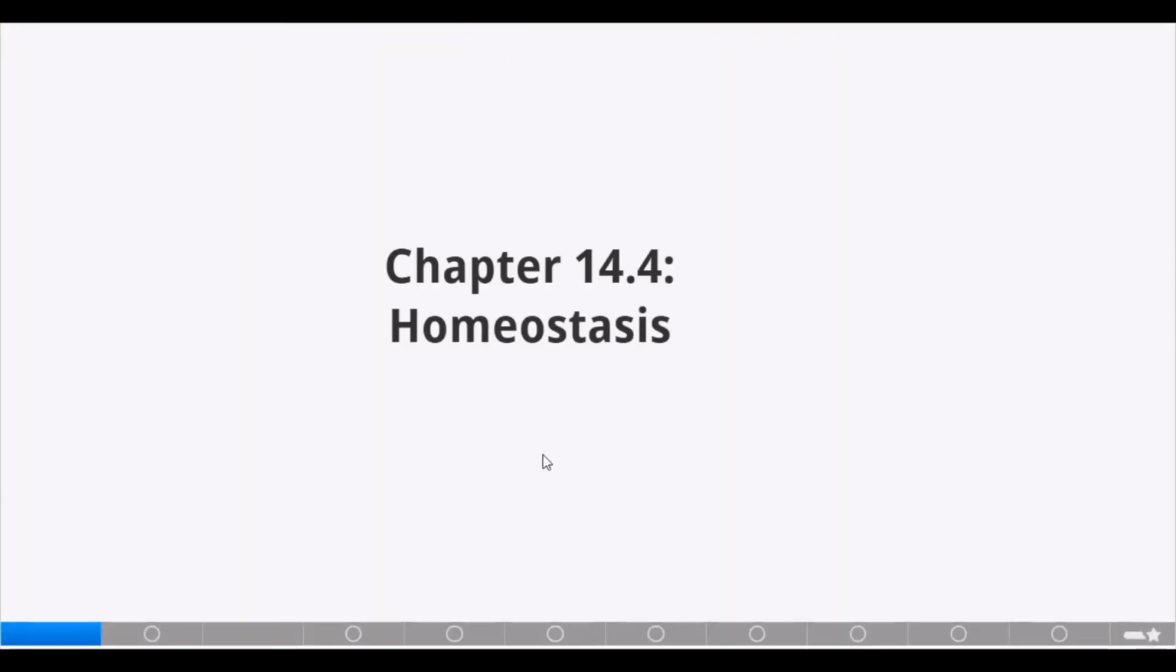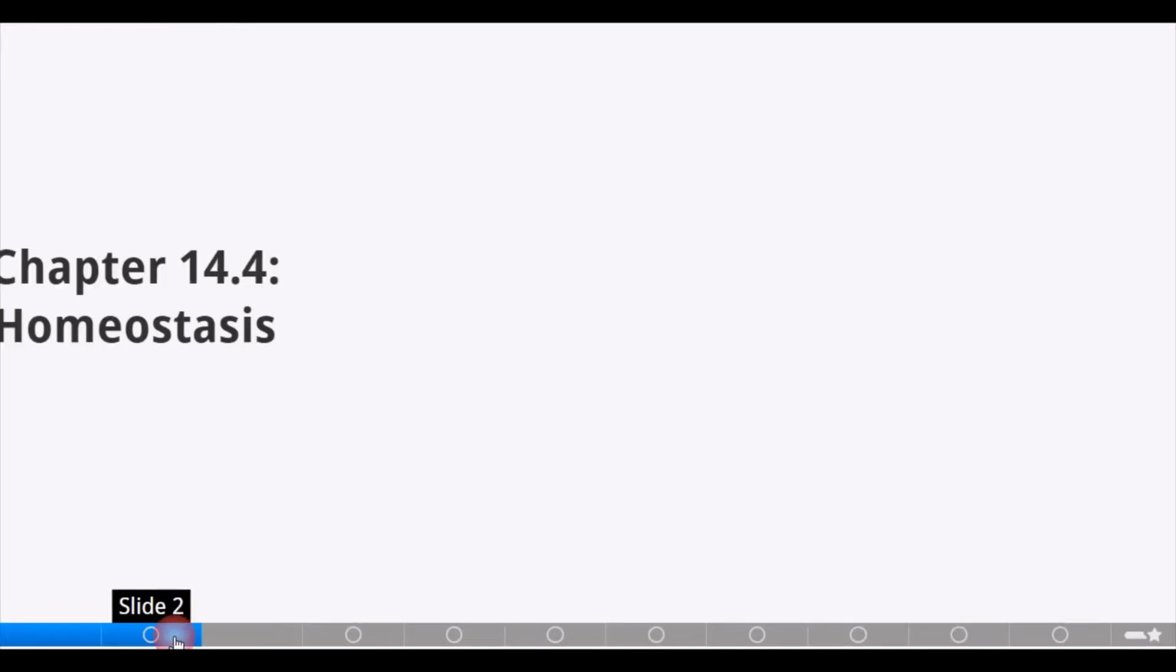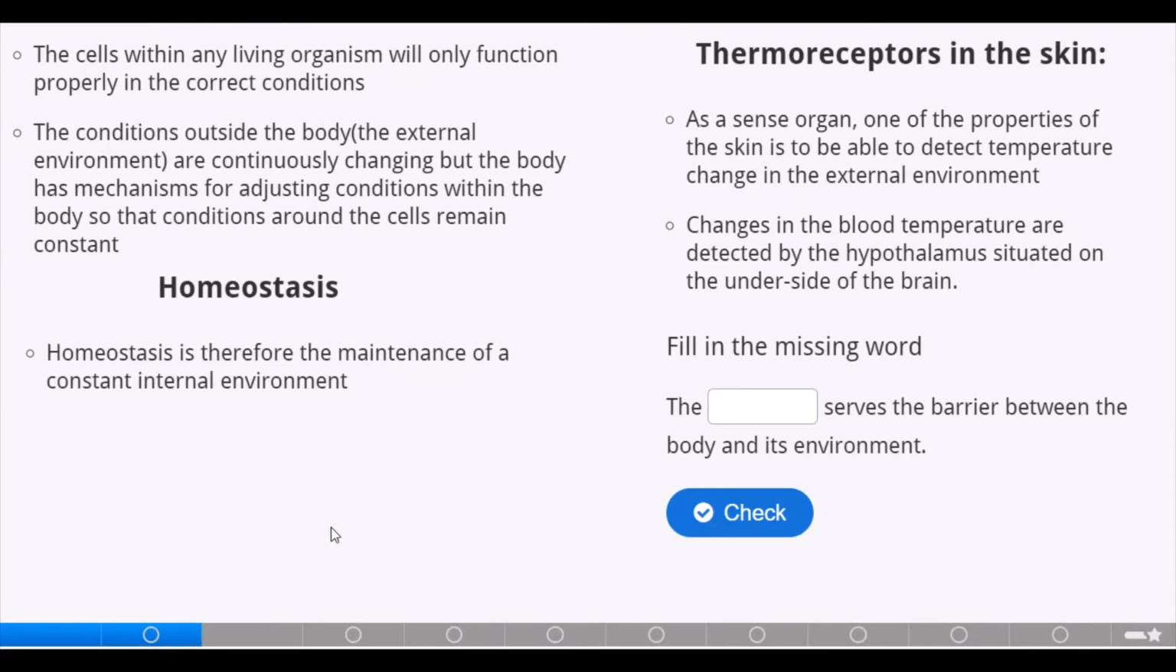Today we'll be looking at homeostasis. The cells within any living organism will only function properly in the correct conditions. The conditions outside the body, the external environment, are continuously changing, but the body has mechanisms of adjusting conditions within the body so that conditions around the cells remain constant. Now, that brings us to the definition of homeostasis. Homeostasis is therefore the maintenance of a constant internal environment.